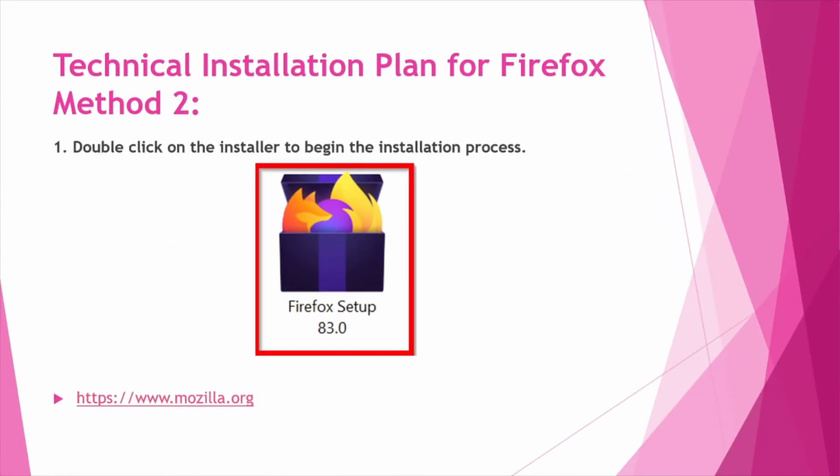Let's go through the second method. Download the setup file from the Mozilla official site and save it on your local machine. Here I have used version 83. You can choose any version you want and the installation process will be the same. Go to the location where you saved the setup file. Double-click or right-click and select Open on the setup file to start the installation process.